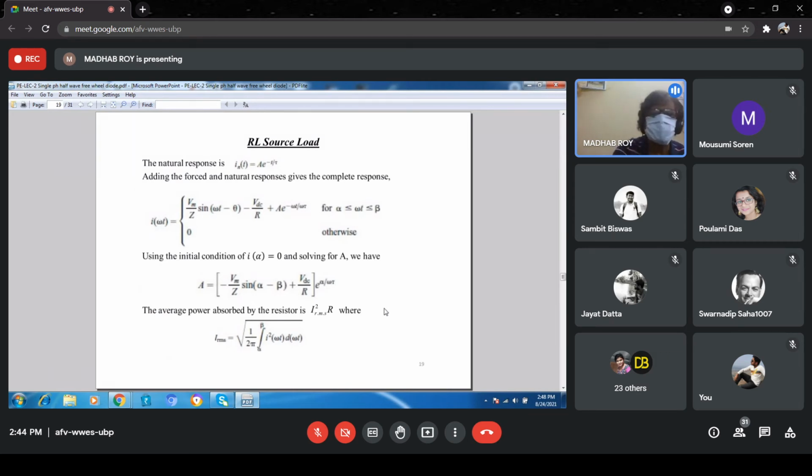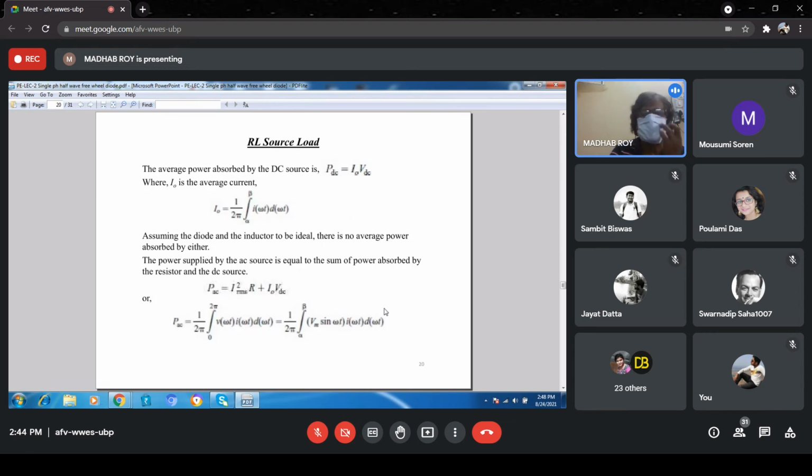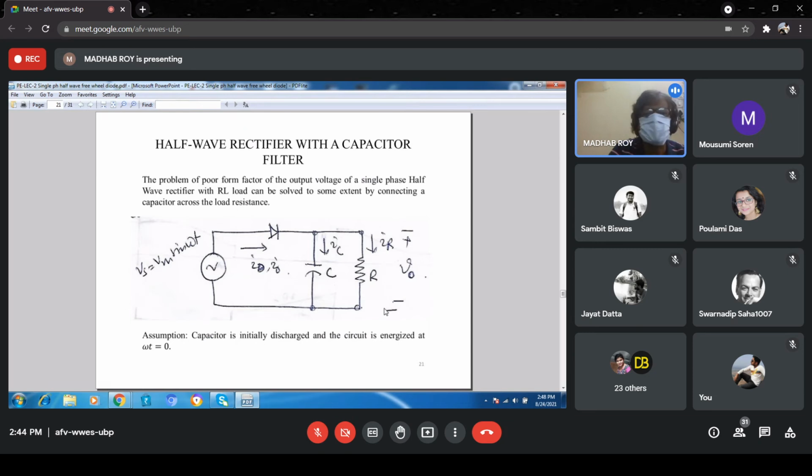Okay, so here also at alpha and beta the current is 0. So in both cases, putting the 0 value, we can find the constant value of A and the other constant in this circuit. So thereby you can find the value. The RMS value also you can calculate, the average value also you can calculate, and the power also you can calculate.